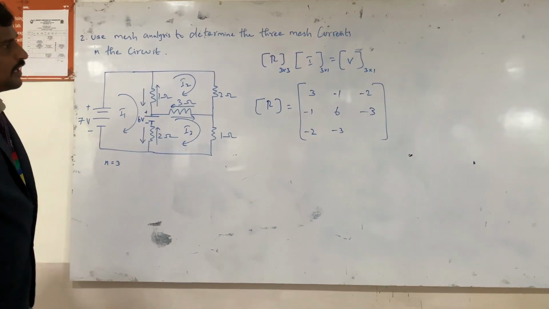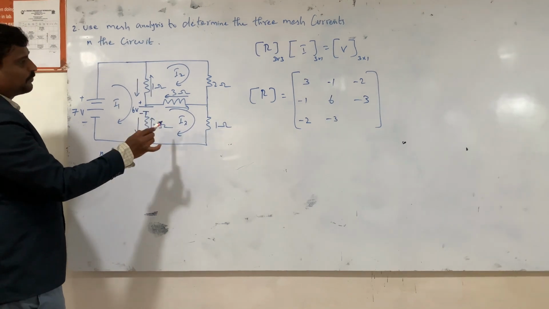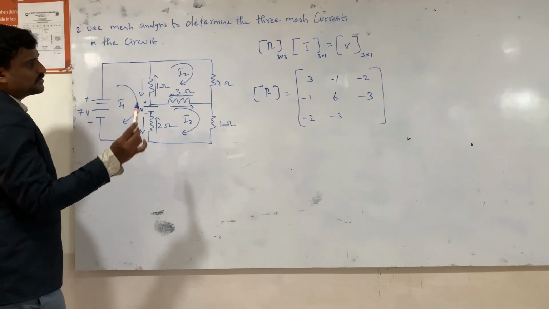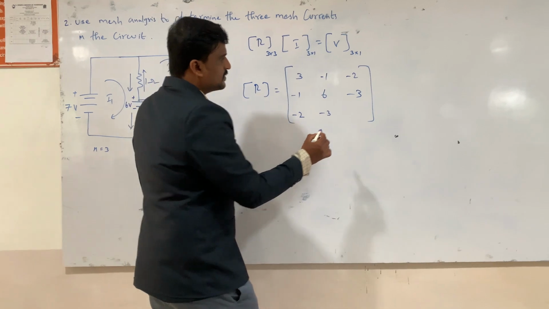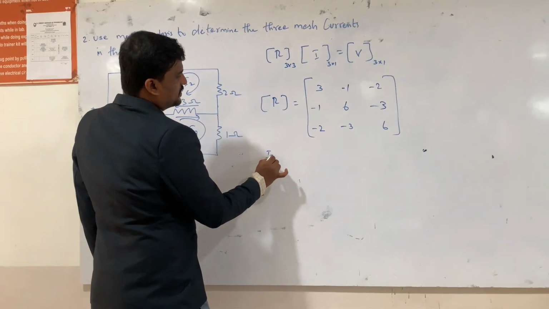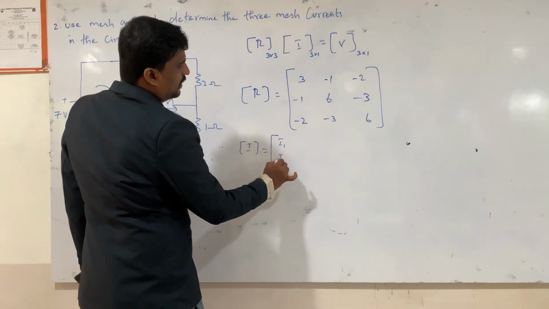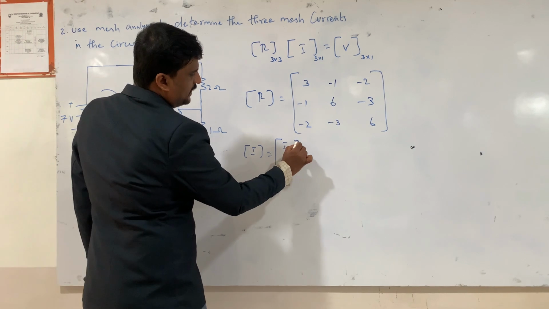The next last one R33, the sum of all the resistances in loop 3. So 3 plus 1 plus 2, so total 6. So this is the value for R. The next for I matrix. So here we have given 3 currents, I1, I2 and I3.